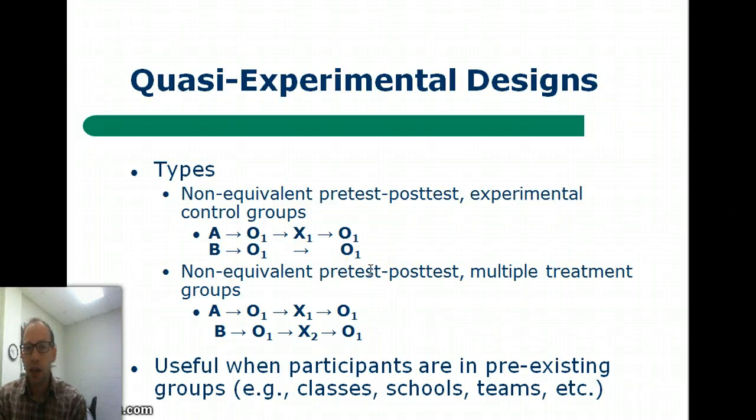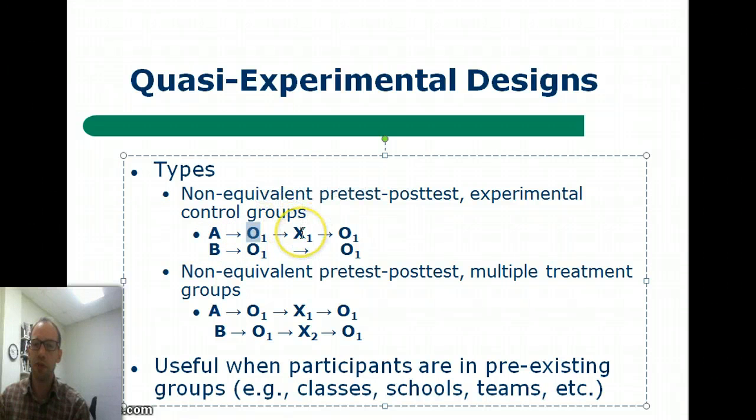Okay, now here we're getting into quasi-experimental, and these are a little bit better. Notice they still don't have any R showing up. We don't have any random assignment, but we do have this observation before the treatment was given to the first group, and an observation to this group even though there's no treatment given. This helps control a lot of things.